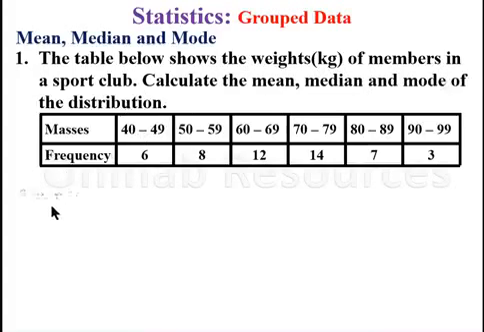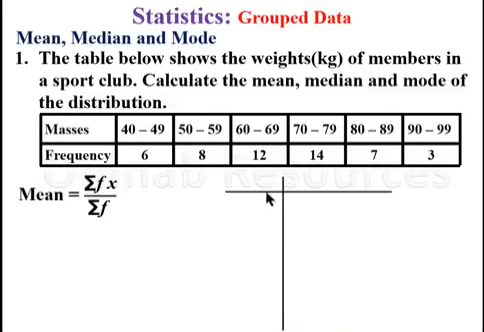So to calculate the mean, we have our usual formula: summation of fx over summation of f. Here we need to reorganize this table in a vertical form. This table is given in a horizontal form. We have it in a vertical form. So we have the table.